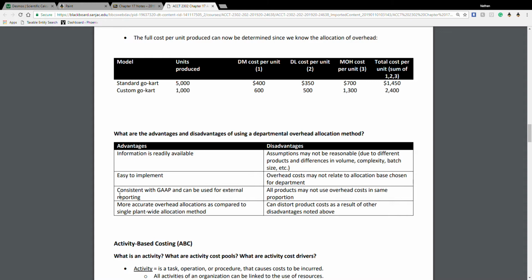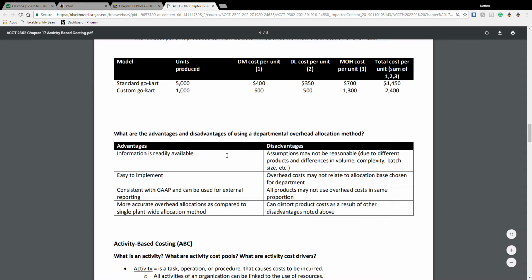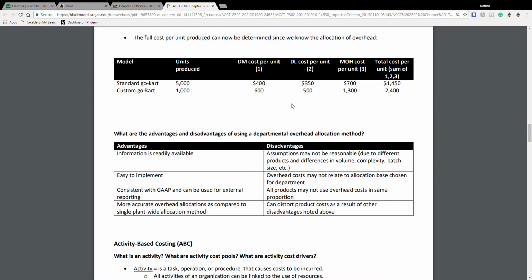Being consistent with GAAP, we can actually release this information to our investors, and our investors can request this. Now, that could have its drawbacks, but basically we're allowed to release this information for financial documents, and a lot of businesses do tend to do that, just so that we can see what's going on for these different products. It is also a more accurate overhead allocation as compared to our single plant-wide rate. The single plant-wide rate would have added everything up, and then we would have multiplied by direct labor or machine hours, and it would have been just an overall picture. This is getting more specific. Now we can actually see which department's doing best. Right now, we can definitely see custom costs us more, but again, it's custom. It should take a little bit longer.